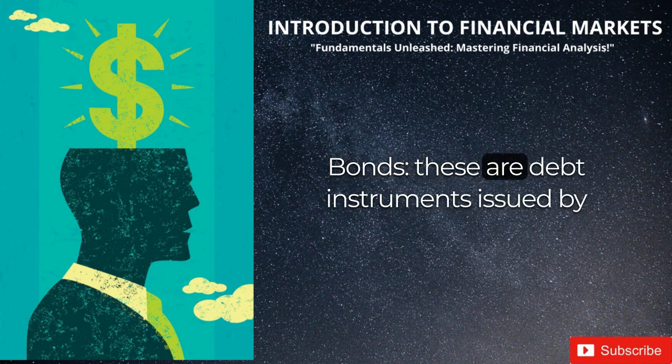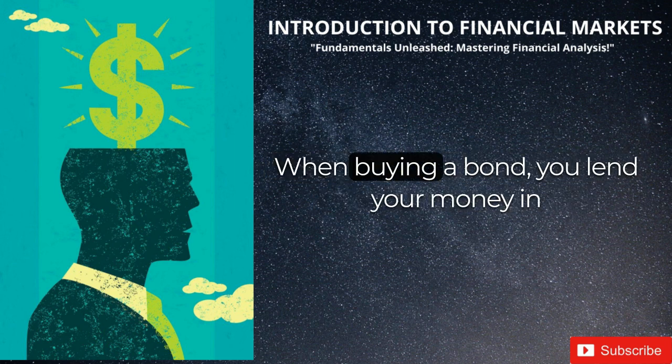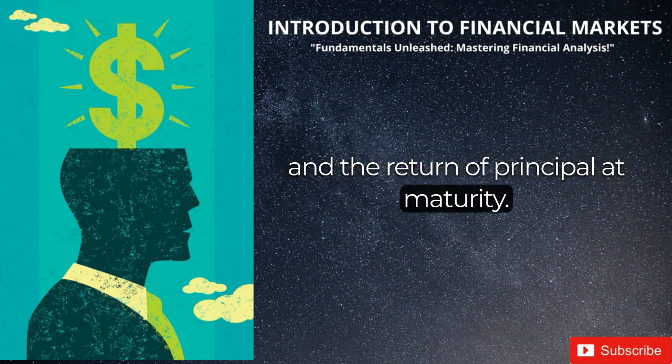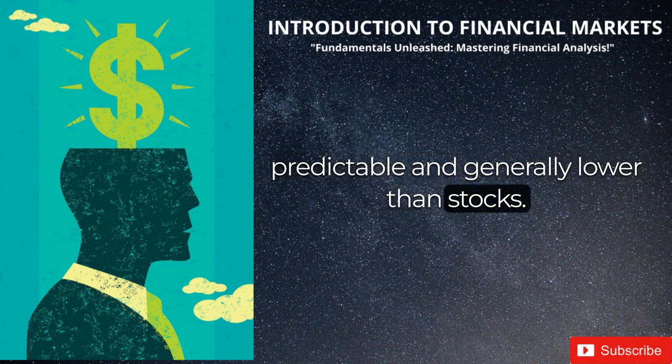Bonds. These are debt instruments issued by companies or governments to raise funds. When buying a bond, you lend your money in exchange for fixed interest payments over a set period, and the return of principal at maturity. This means the return is more predictable and generally lower than stocks.